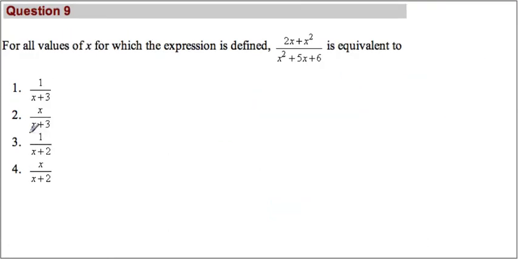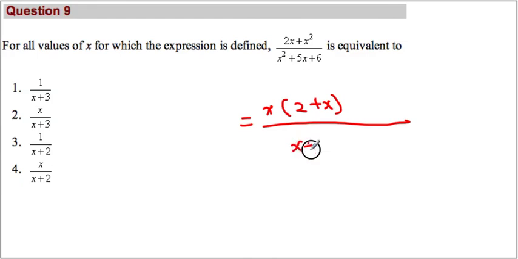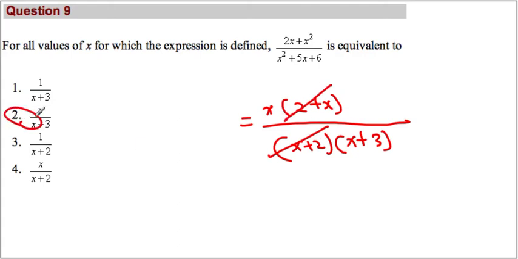Number 9. Once again, let's factor this one. Common factor becomes x. Then we have 2 plus x. On the denominator we have x plus 2, x plus 3. Then these two cancel out. We have x over x plus 3, which is choice 2.